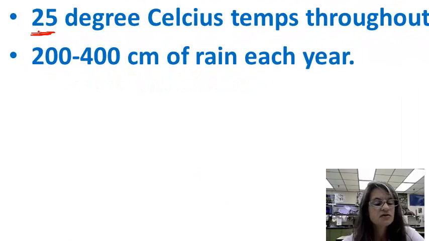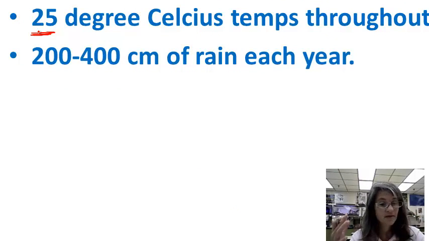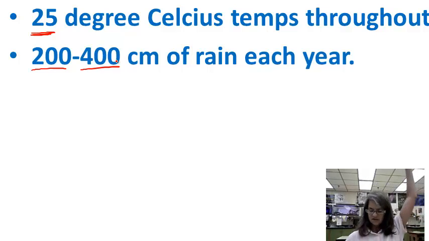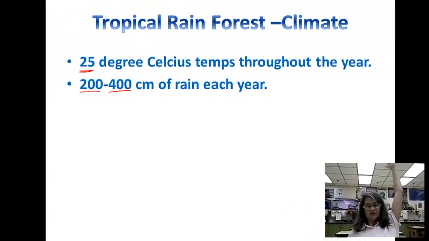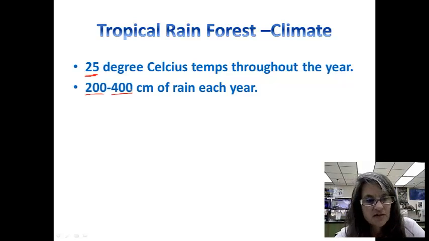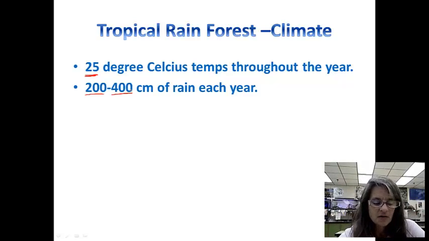25-degree temperatures. So you figure room temperature is around 20, so warmer than room temperature throughout the whole year. And an amazing amount of rain, 200 to 400 centimeters of rain. So 100 centimeters is 1 meter stick. Okay? Imagine 4 of those stacked on top of each other, amount of rain per year. Enormous amounts of moisture, enormous heat.